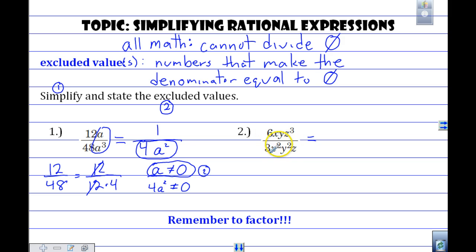Go ahead and try this one on your own. Do both parts, simplify, and the excluded value. See what you get, and then check with what I do. I'm not going to wait for you to write it down. We'll just talk it through. Try it on your own.